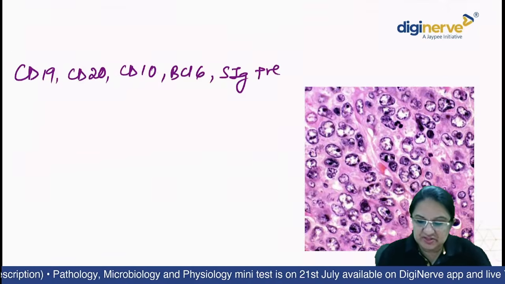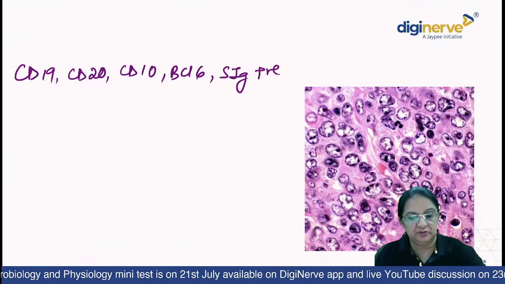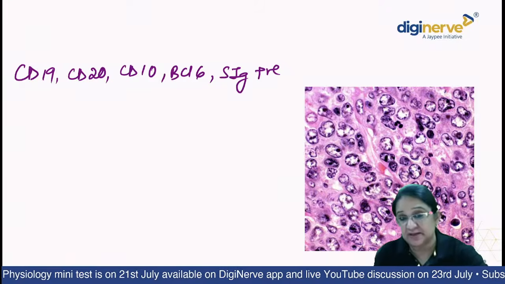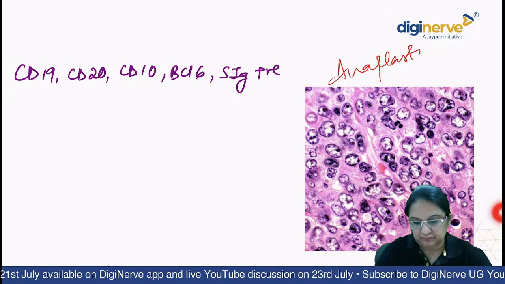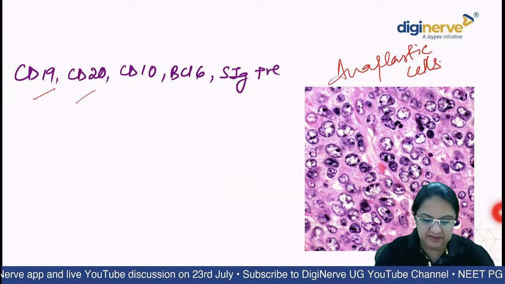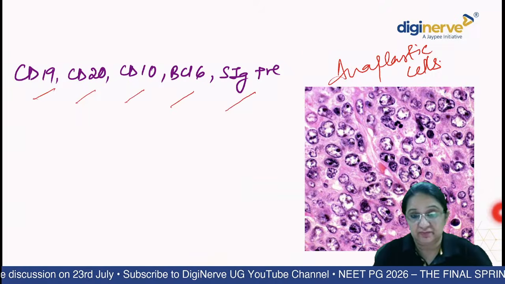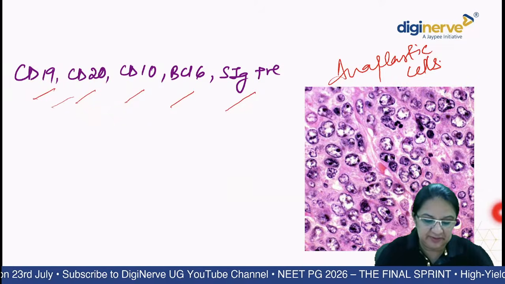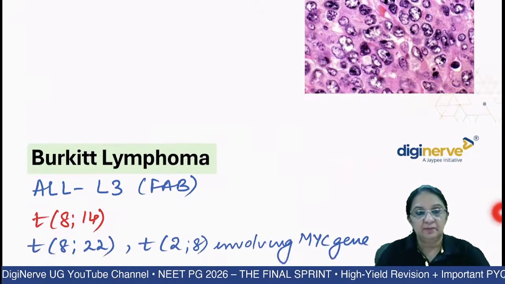Now, what do you see here? You will see a diffuse pattern in diffuse large B-cell lymphoma, with more anaplastic cells. Plus CD19, 20, 10, BCL6 and serum immunoglobulin positive. It is of B-cell origin, so 19, 20 and 10 have to be positive. Serum immunoglobulin would also be positive.